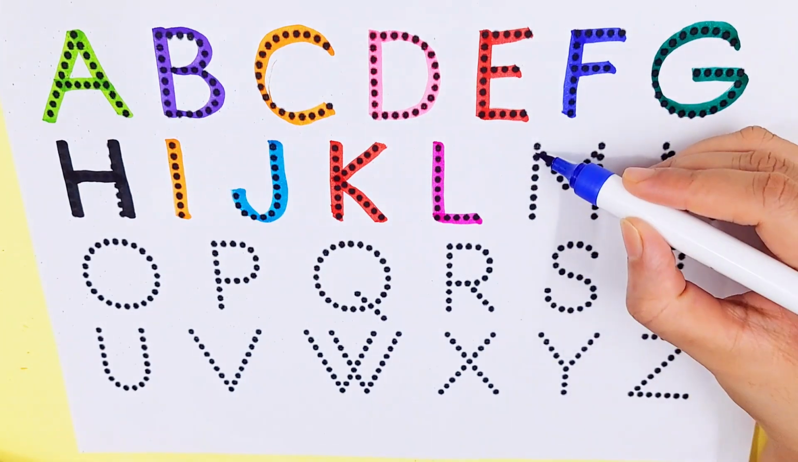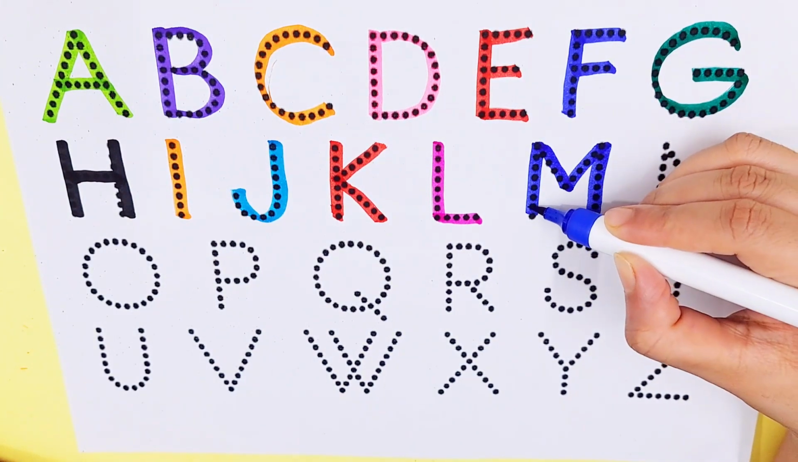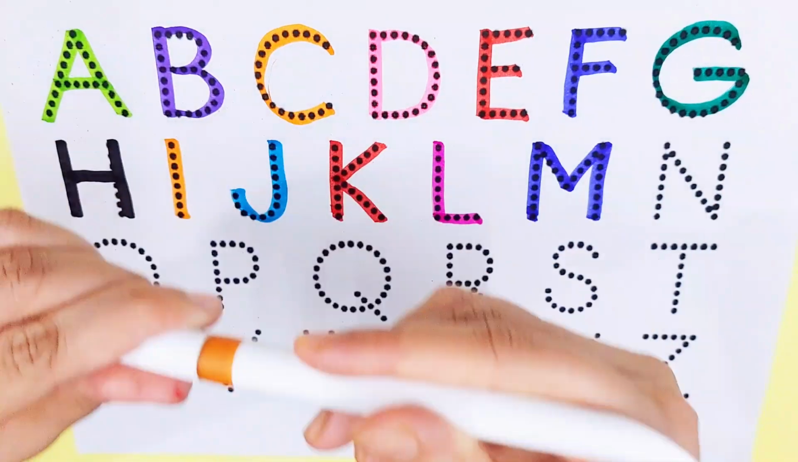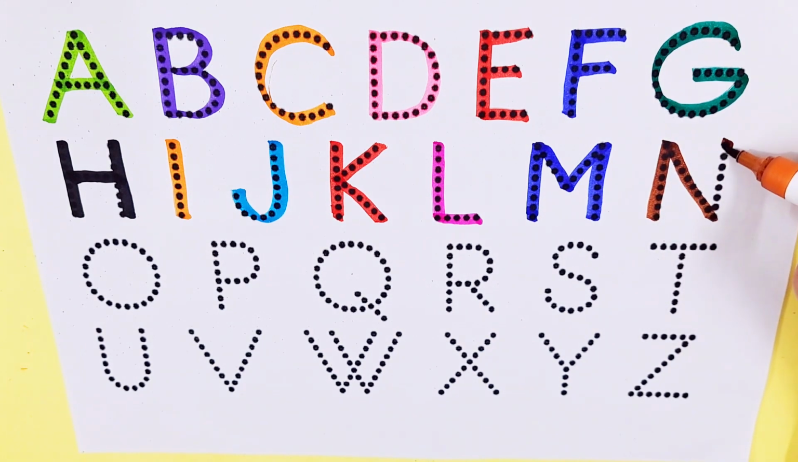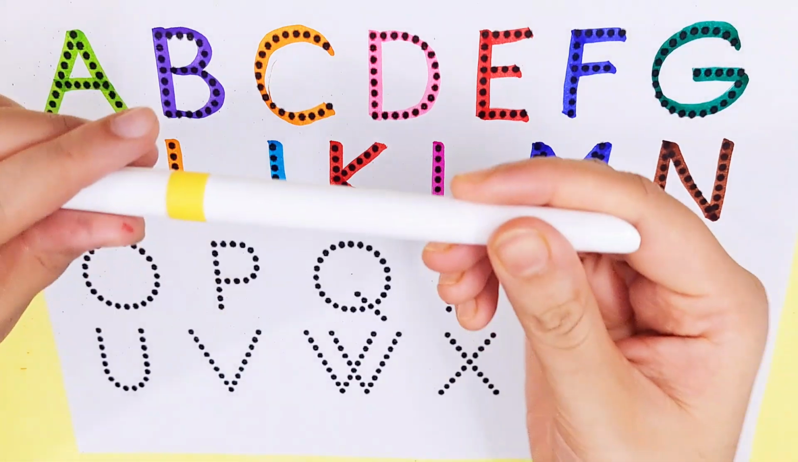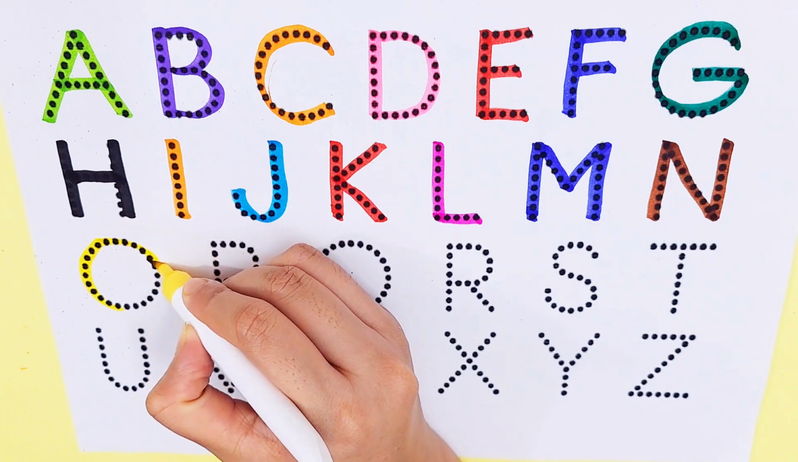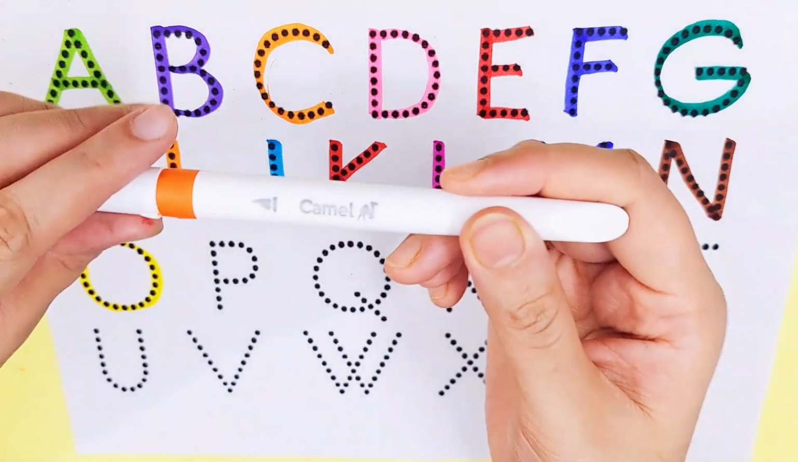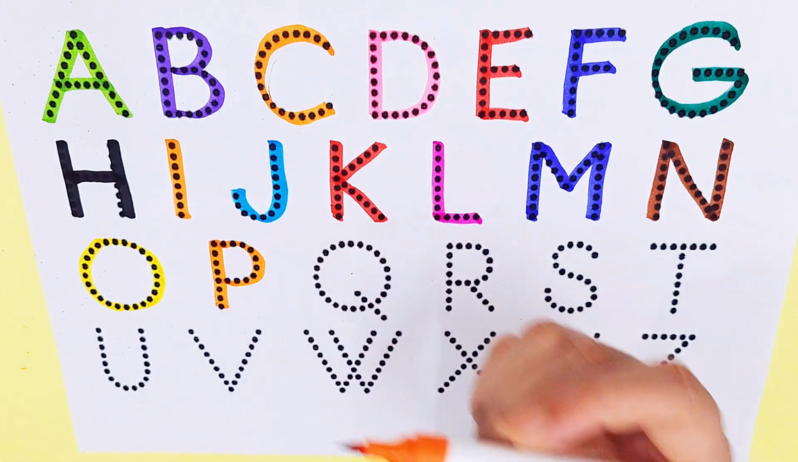Dark blue color. M for moon. Brown color. N for nuts. Yellow color. O for owl. Orange color. P for parrot.